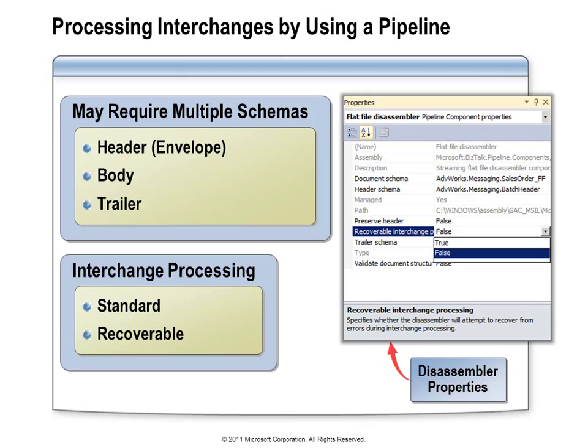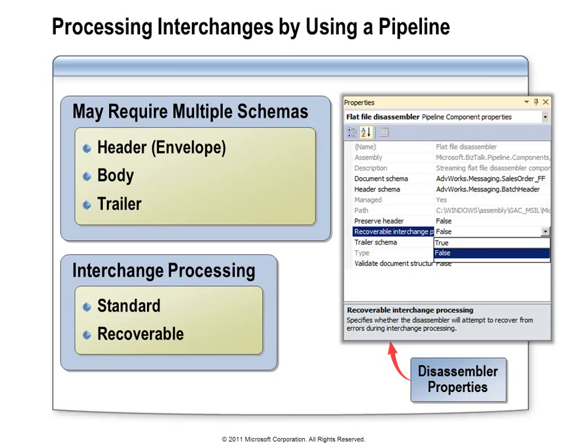For many applications, it would be perfectly acceptable if only those two invalid messages were suspended and all of the rest were allowed to continue processing. And so you can enable that type of behavior. What you'll need to do is locate the configuration settings for your disassembler component and enable a property called recoverable interchange processing.